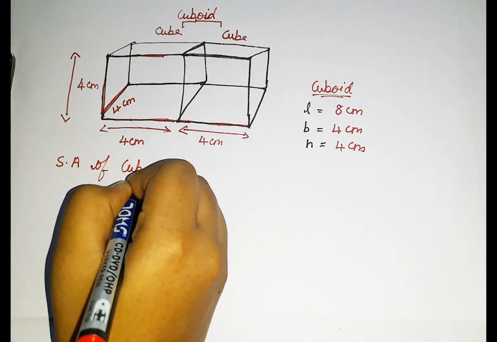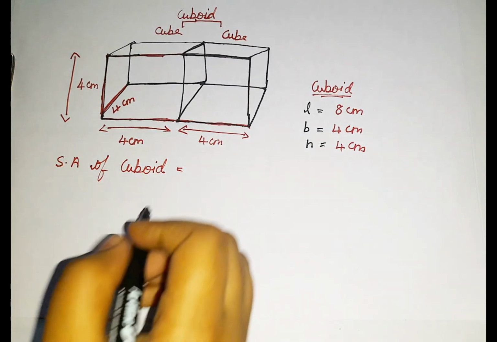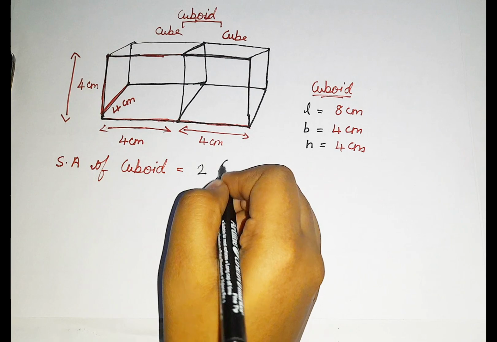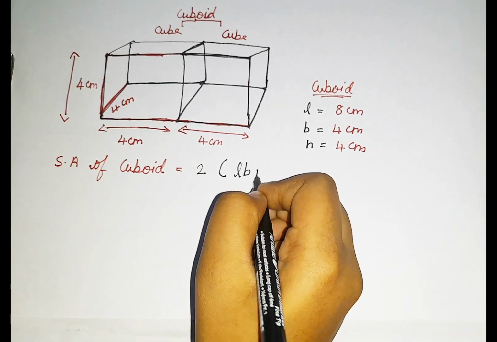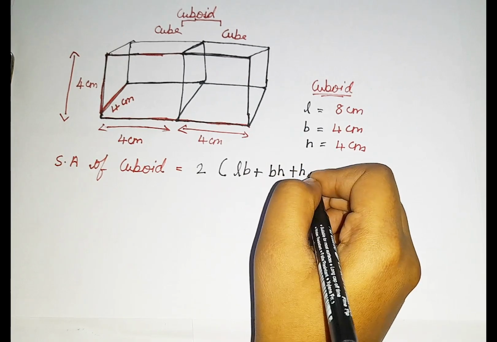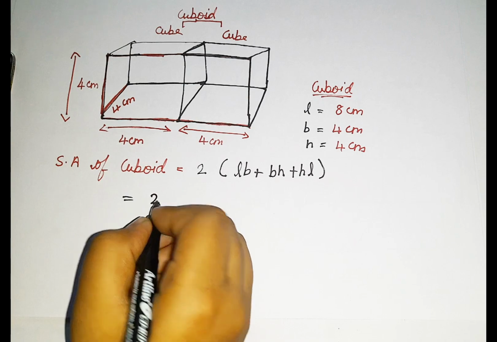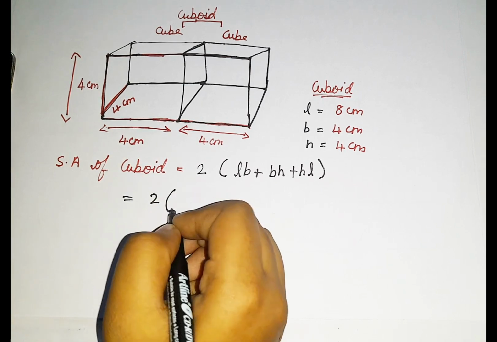So what is the formula, guys? Here only we are supposed to apply the formula. Please learn the formula. The formula is 2 bracket L into B plus B into H plus H into L. Am I right? Okay, so now we are supposed to substitute the values. So 2, let us keep it outside, and in the bracket, let us write.